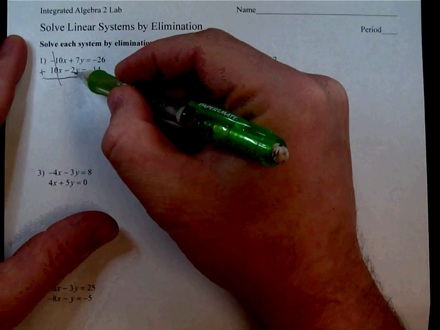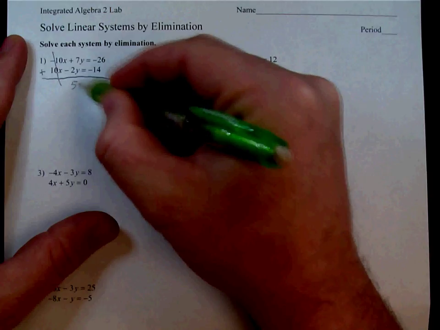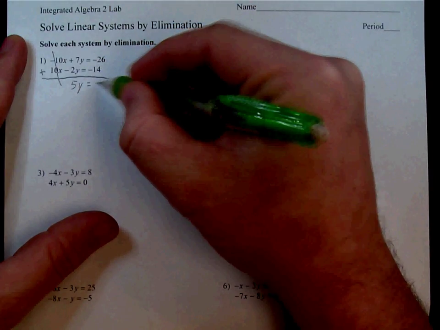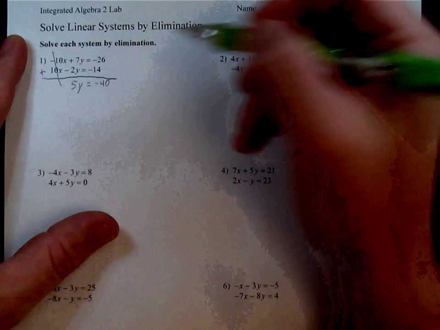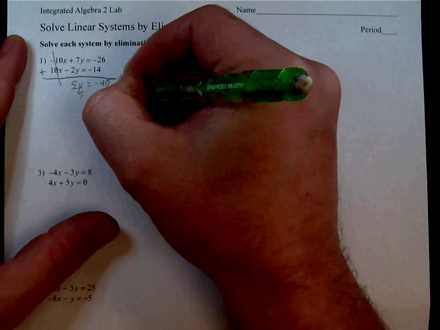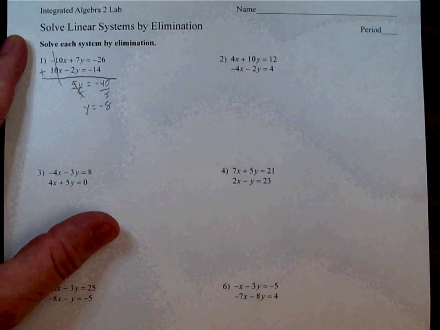Now for the y's, the 7y and -2y. Well, 7 and -2 makes 5, so there's 5y total now. -26 and -14 is -40. So now I can solve this pretty easily. Just divide by 5. Let's see that y is equal to -8.